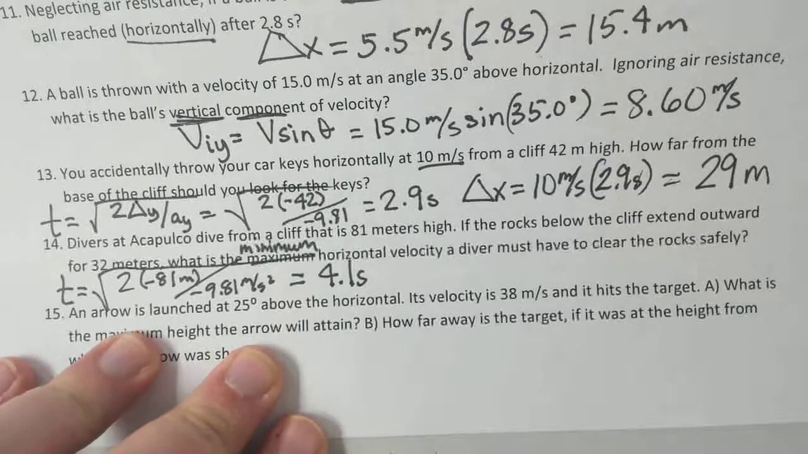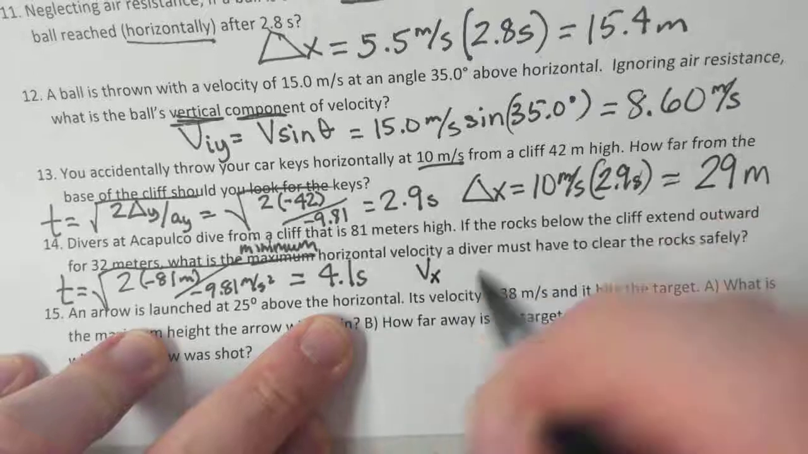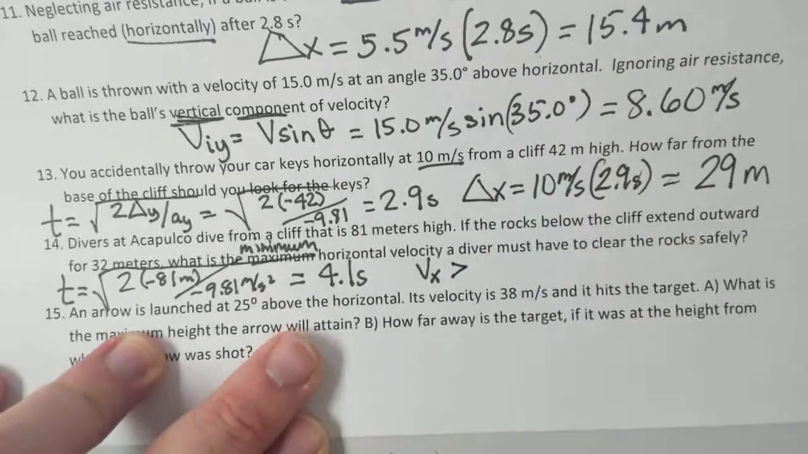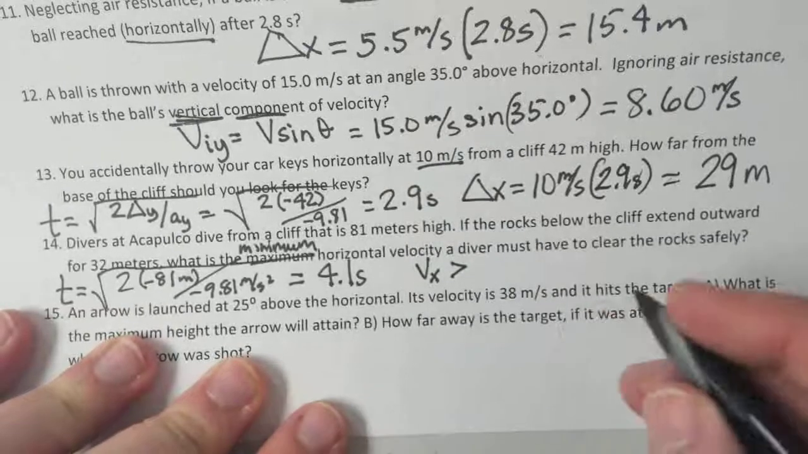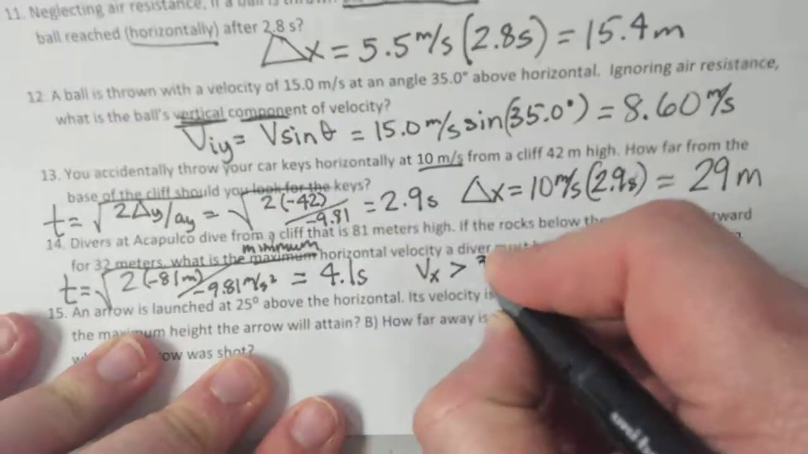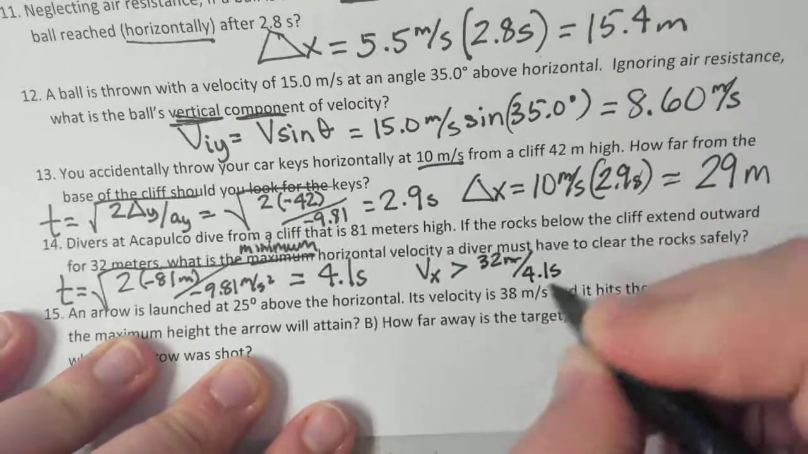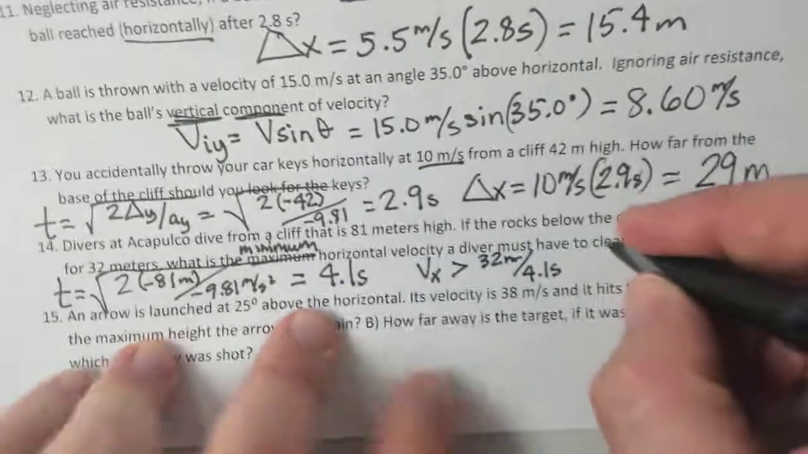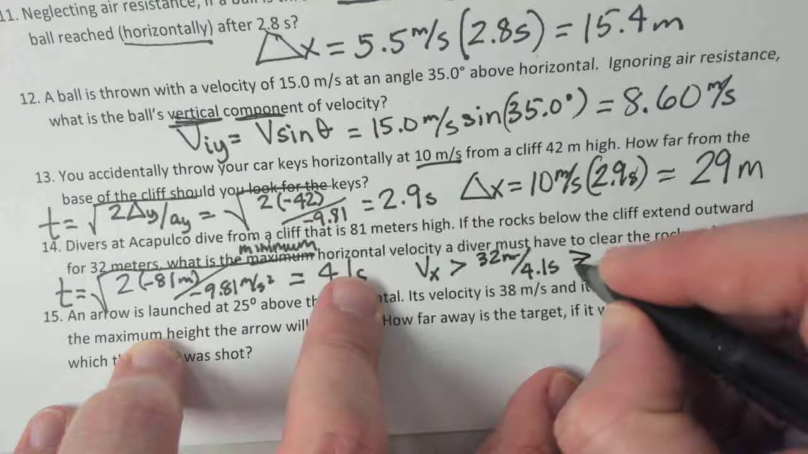And then if we use our lovely math skills and we say Vx at a minimum, that means that we're going to put a greater than sign. Vx at a minimum means that you put a greater than sign. Dx over t, dx is 32 meters divided by t, which is 4.1 seconds. And at a minimum, greater than.